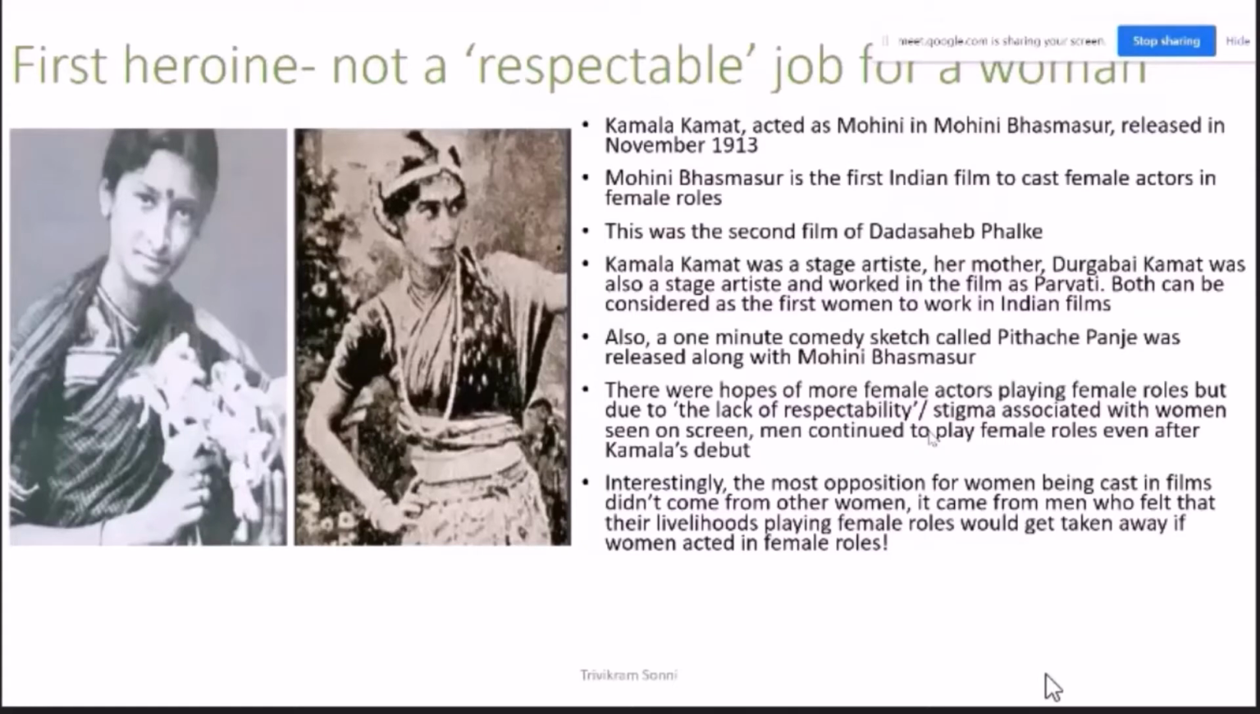The last point, interestingly, the most opposition for women being cast in films didn't come from other women. It came from men who felt that their livelihoods playing female roles would be taken away if women acted in female roles. Think about that. A male bastion to conquer.